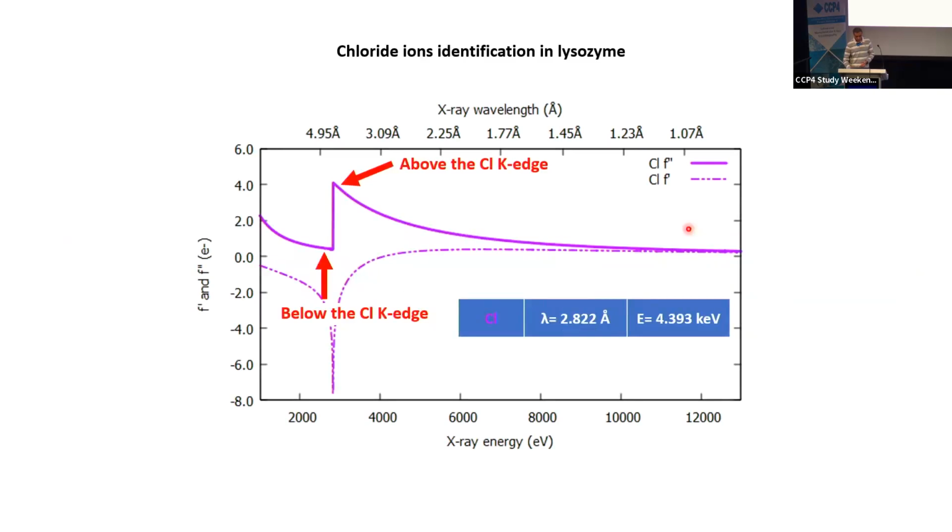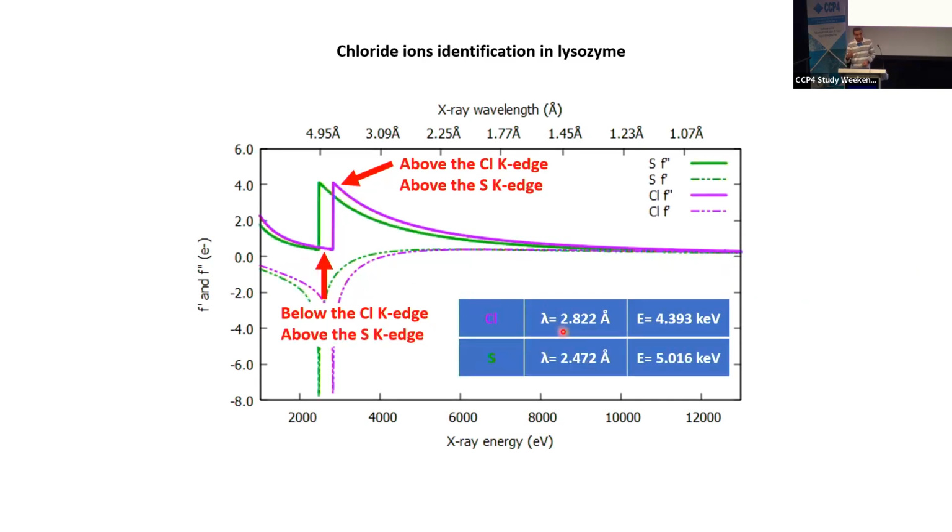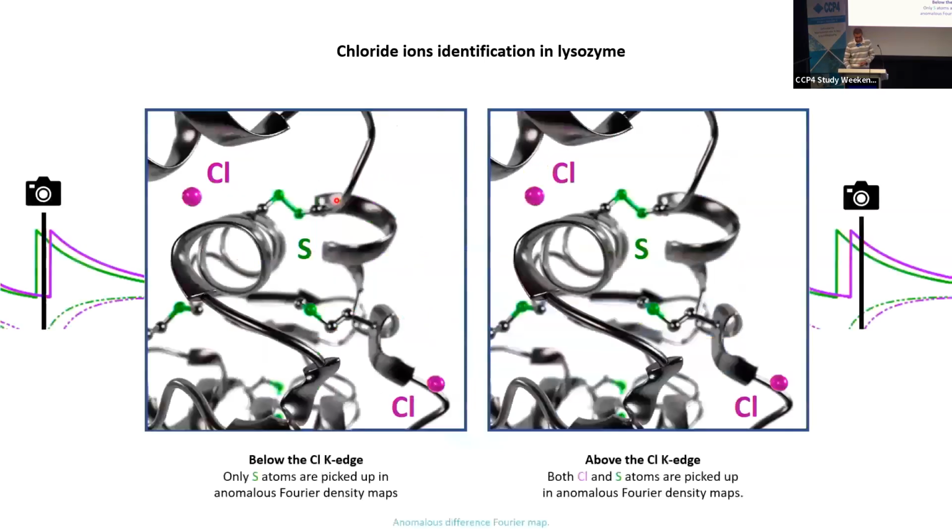So let's say, as an example, you want to identify chloride in lysozyme. If you look here at f double prime for lysozyme, we are going to collect here above the edge and here below the edge. The edge is 2.8 keV. Because it's lysozyme, there's also sulfur, so keep in mind that sulfur is also an anomalous scatterer. For both, this data set will be above the sulfur edge, so we are going to pick up the anomalous signal from sulfur. Okay. So on the right, that will be above the edge. You see that that's your model.